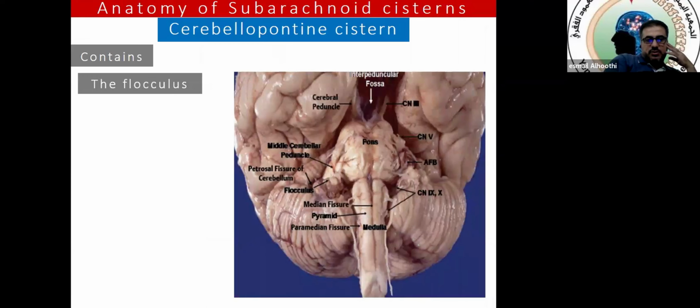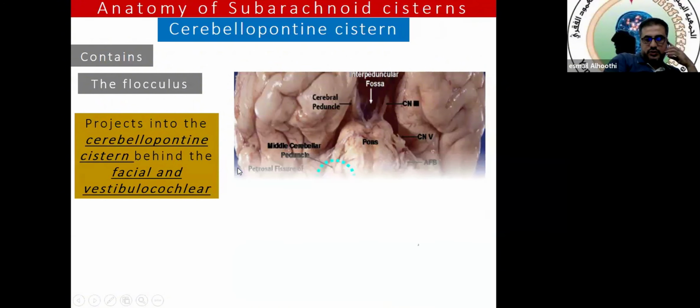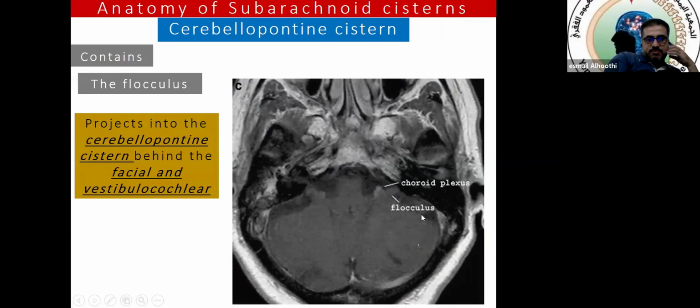Also, one of the contents of the cerebellopontine cistern is the flocculus of the cerebellum. It projects into the cerebellopontine cistern just behind the facial and vestibulocochlear nerve origin. This is the flocculus. This is the origin of the vestibulocochlear and the facial nerve. It's just located behind it. Also, we see in this MRI, this is the flocculus located within the cistern.